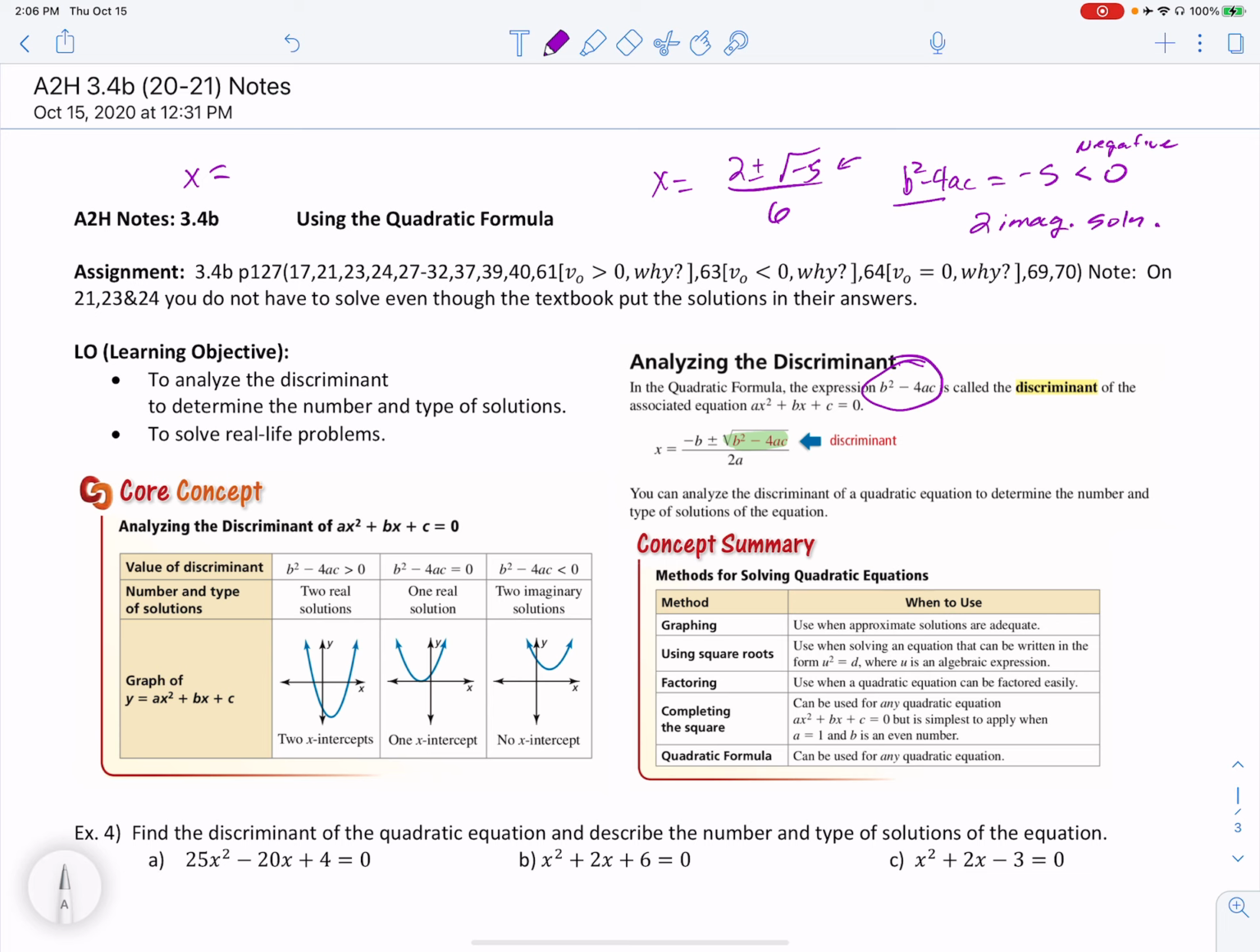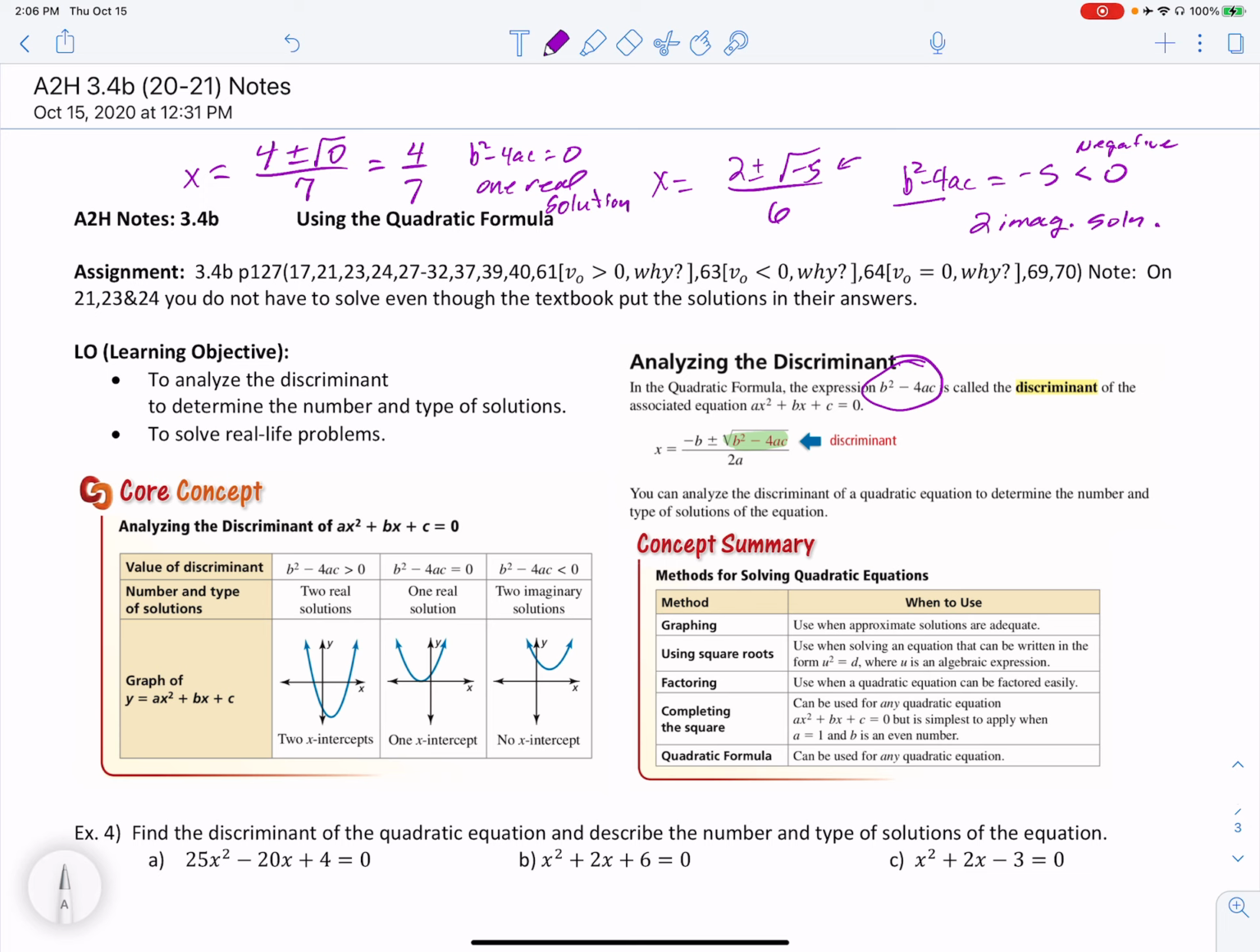Versus if you have x is equal to 4 plus or minus the square root of 0 over, say, 7, that boils down to just 4/7. And you have only one solution. And so that's when the discriminant, the b squared minus 4ac, was 0. You ended up with one real solution. And then when the discriminant's positive, you end up with two real solutions.